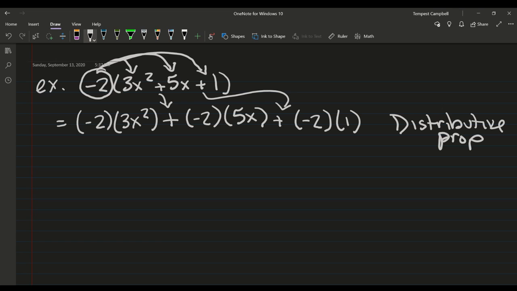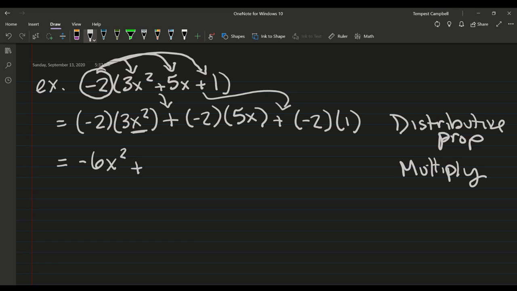And so now we multiply. So our next step is to multiply. Okay, so we're going to have negative 2 times a positive 3 because we can multiply the whole numbers. So we get a negative 6. Do we have any x's we need to multiply? The only thing we have is our x squared here. So now we have negative 6x squared.